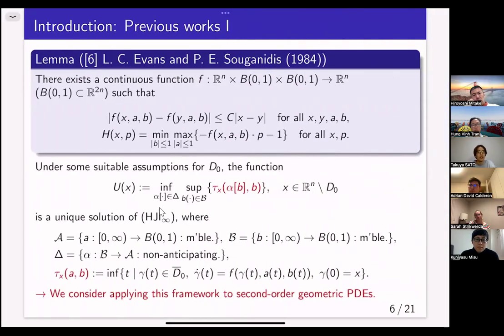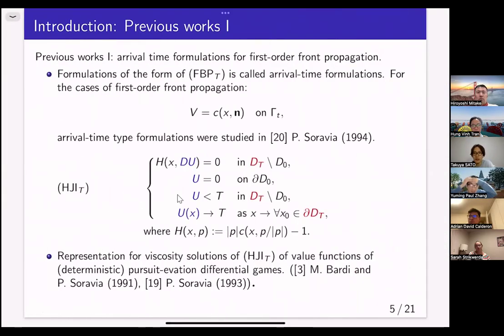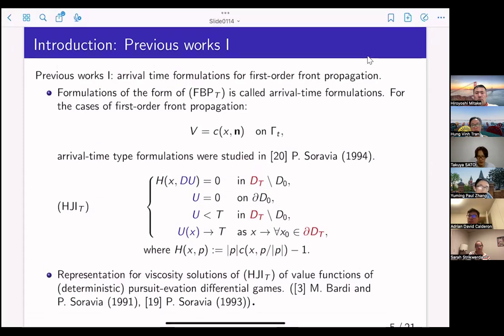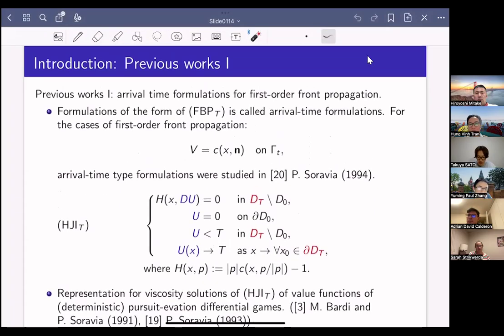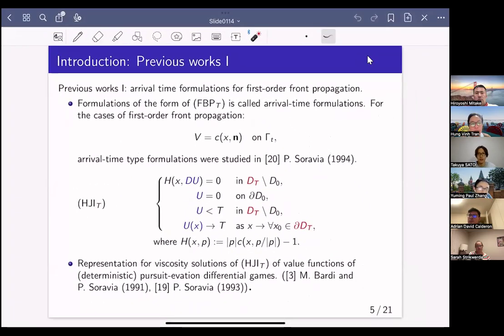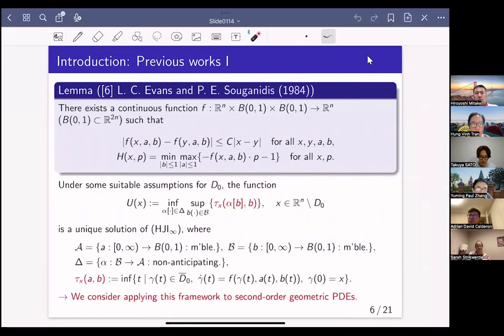Excuse me, can I ask? I'm a little bit confused. How does the dynamic problem V being C lead to the stationary problem HJIT here? How are they related? Dynamic programming is... Okay, I will go to the next slide. Sorry, can you repeat your question, Paul? I didn't get it clearly.